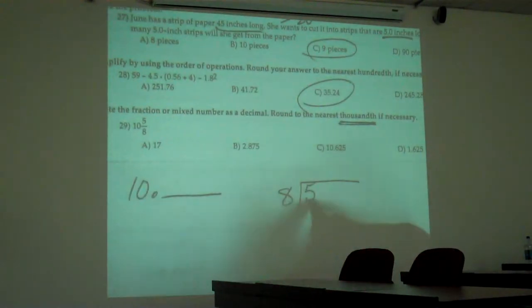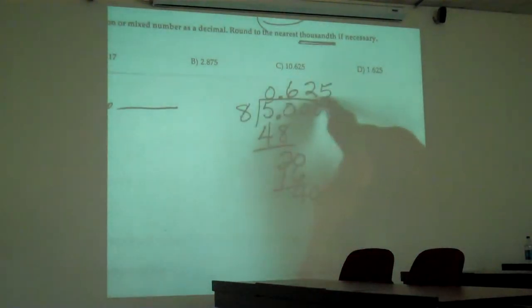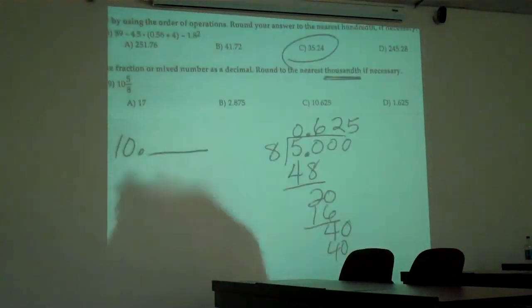Okay? 5 goes underneath. 8 won't go into 5. 8 into 50. What's 6 times 8? 48. 8 into 20. 2. 16. 8 into 40. 5. Okay, so it's 10.625.